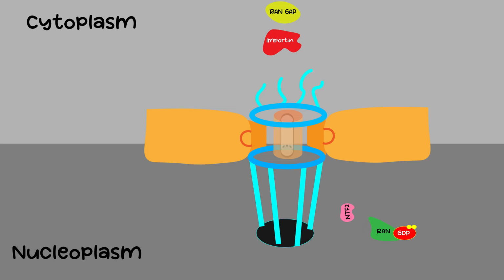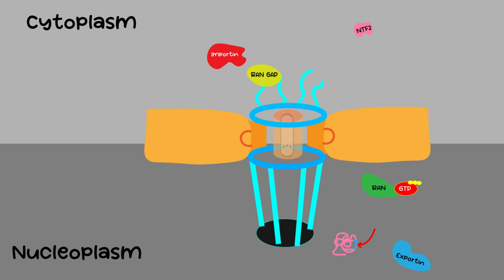Now we need the RAN GDP to become RAN GTP again, and that's what is going to happen with the help of a protein called RAN GEF. It binds to the RAN GDP and stimulates it to release GDP and pick up GTP. And the RAN GTP is functional again, and then it can bind to importin and trigger it to release the cargo.